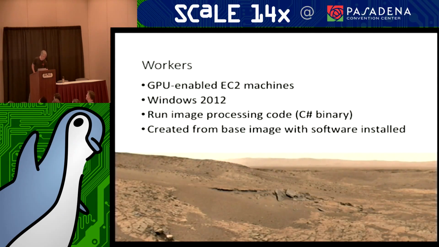All right, so the next part of the system is the worker nodes themselves. These are the nodes that actually run the image processing code. And these are a little bit of a different beast because these are GPU-enabled EC2 instances that run Windows 2012. Our image processing pipeline was implemented in .NET, and it runs on Windows. So when we made the move to the cloud, we just chose to keep it in that environment.